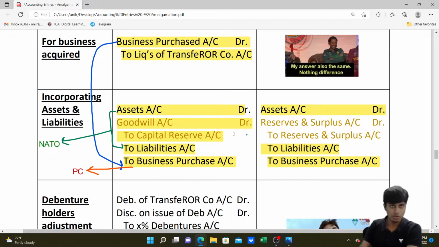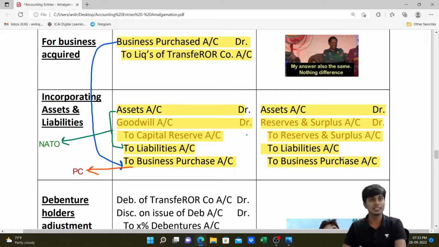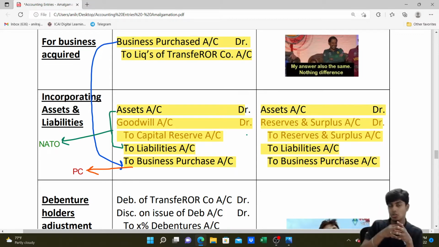Wherever goodwill will come or wherever capital reserve will come, it will be replaced with reserves and surplus. It will be adjusted against reserves and surplus because there is nothing like yours and mine. It is completely ours. Both the entities are together, only one entity. That company is also there, this company is also there. One has not acquired the other. They both have merged. You get that?